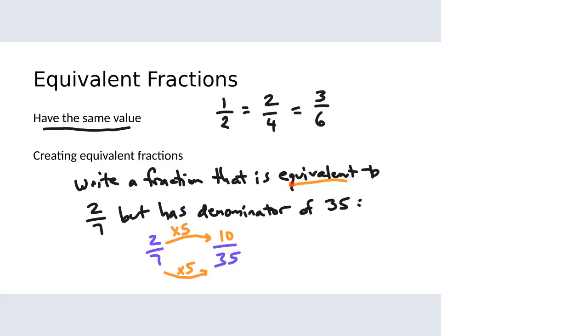Depending on the problem we're working on, it might be really convenient for us to have this written with 35 as a denominator. And so that's where this comes in handy. Let me know if you have questions on that before I have you try one. Okay.